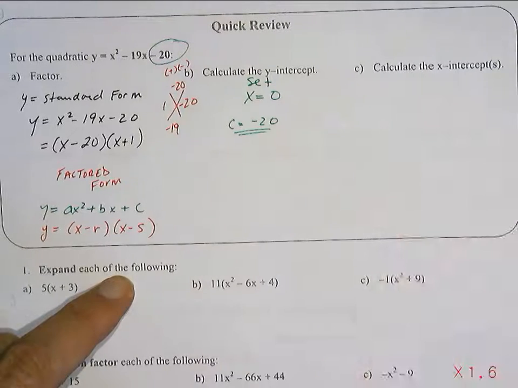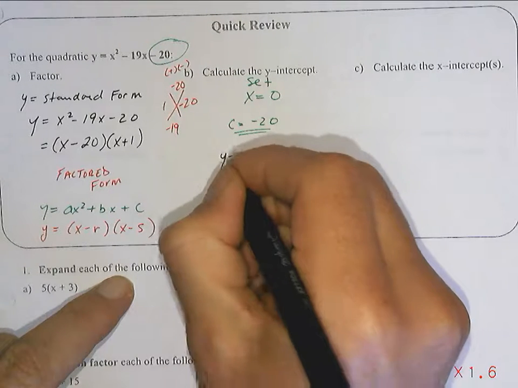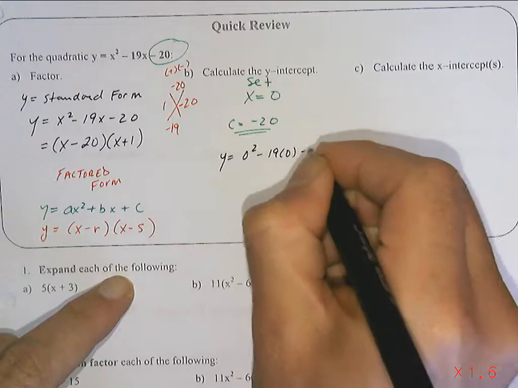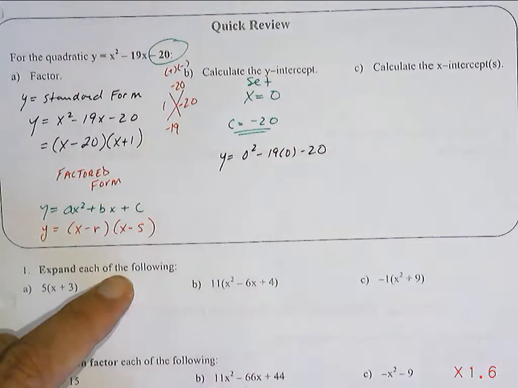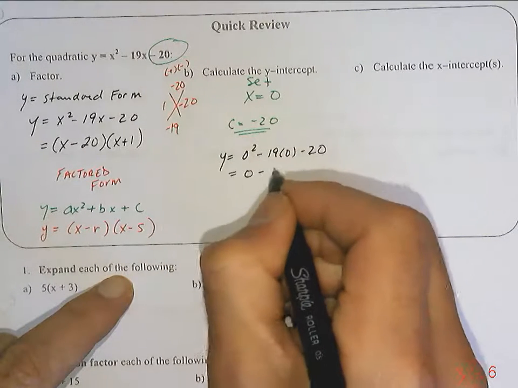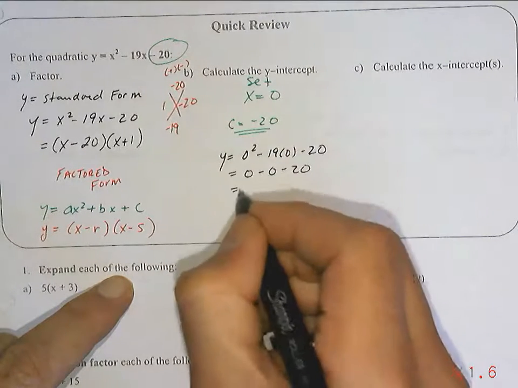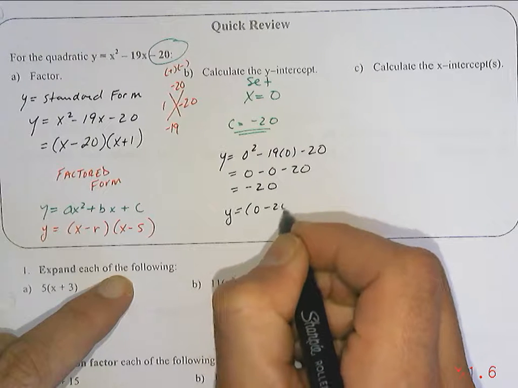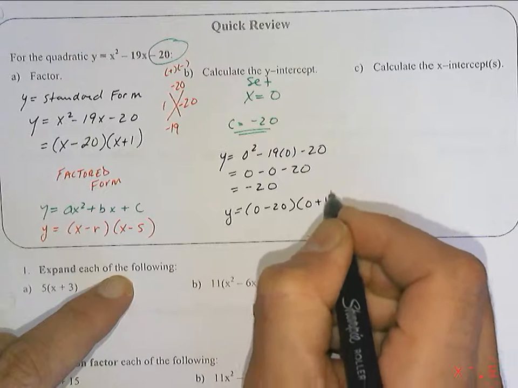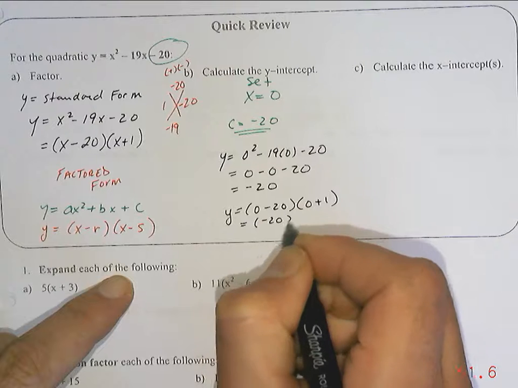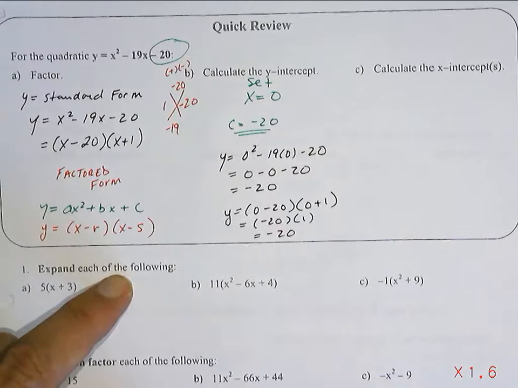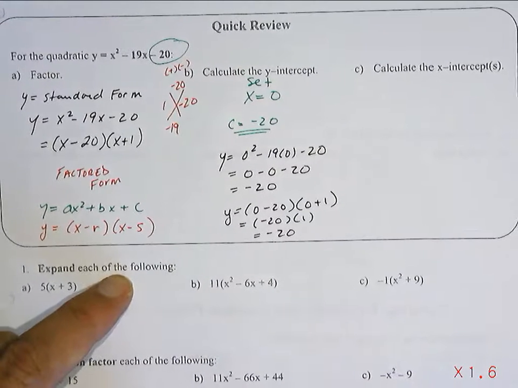But we can do that one of two ways, three ways actually. We can put 0 into the standard form, giving us negative 20. Or we can put it into the factored form, giving us negative 20. I like options. Options are fun. Don't care which one you do. Isn't it neat that it all works out?